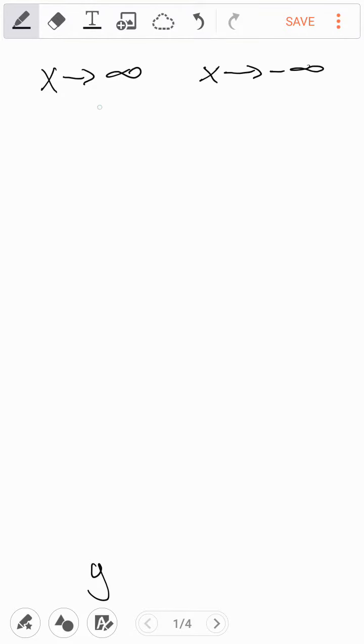In this video, I'm going to talk about these two statements. So the first one says x approaches infinity. The second one says x approaches negative infinity. So to explain that, let's take a look at a coordinate plane.